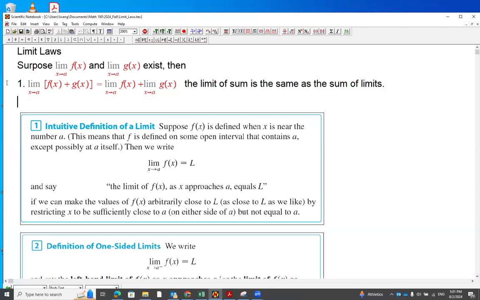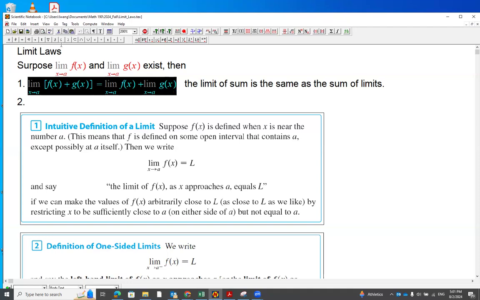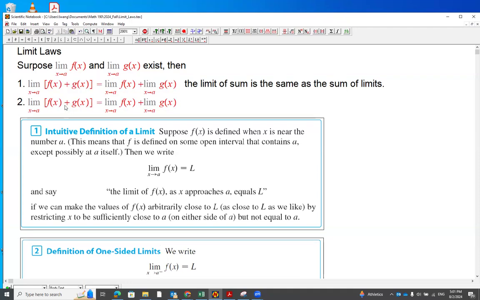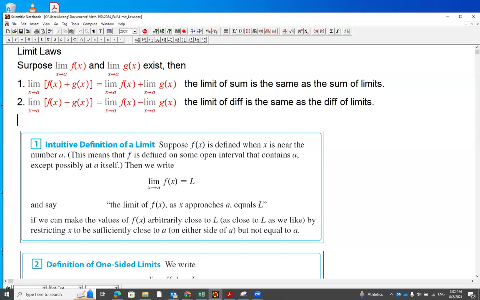Now, the second property is, under the same condition, the limit of a difference is the difference of limits. So the limit of a difference is the difference of limits. Okay, under the same condition.